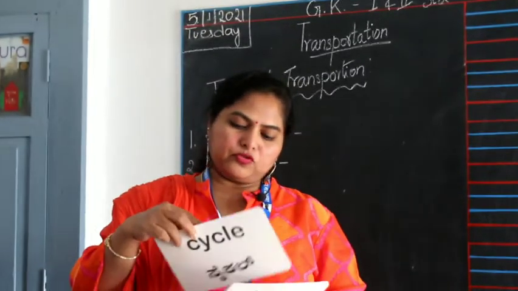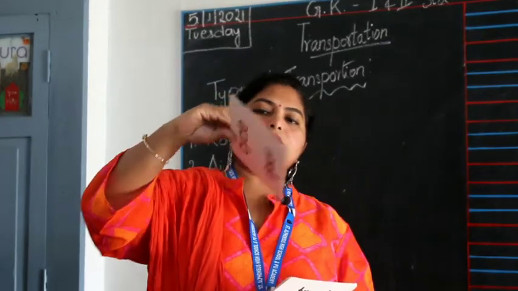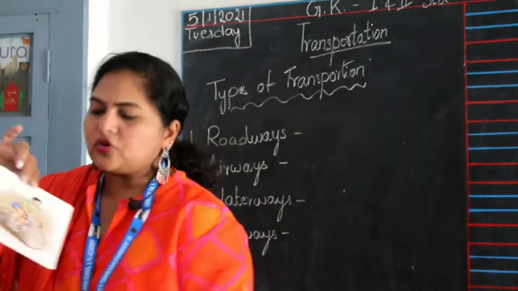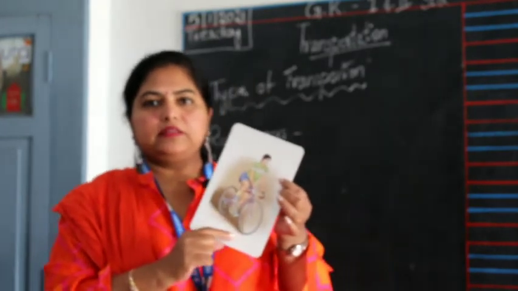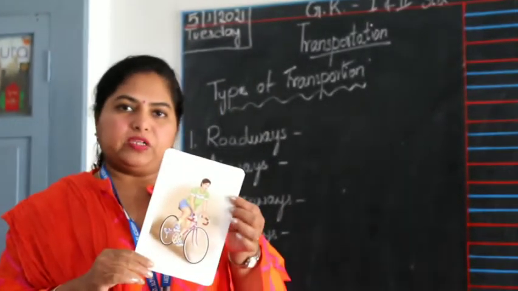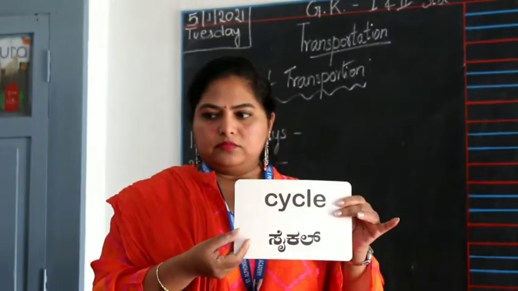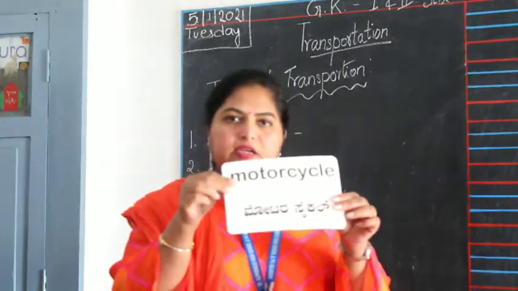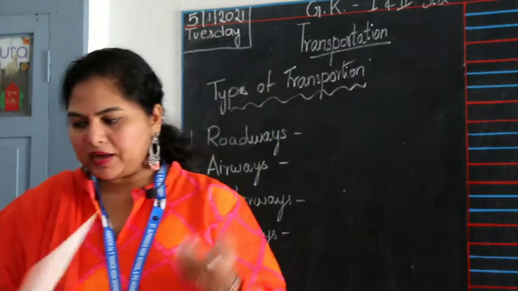And then we have, most of you like, right? Cycle. It's got two wheels, so it's called a bicycle. Small children also ride a cycle which has three wheels. That's a tricycle. There's a bicycle with two wheels. And then this is a motorcycle, your moped, bike, whatever.